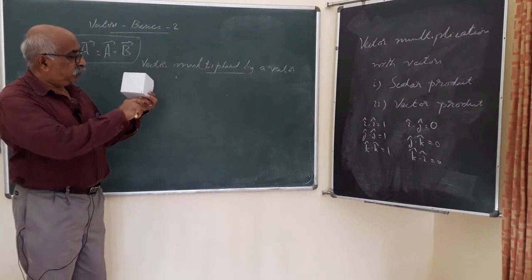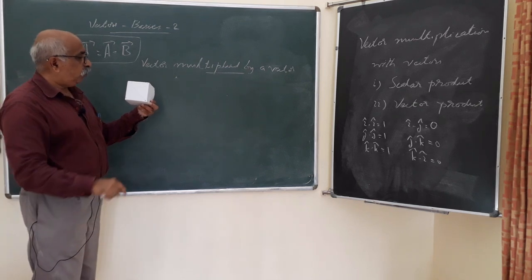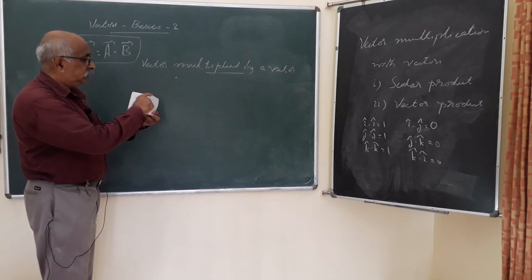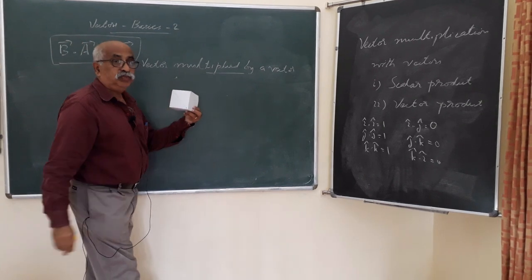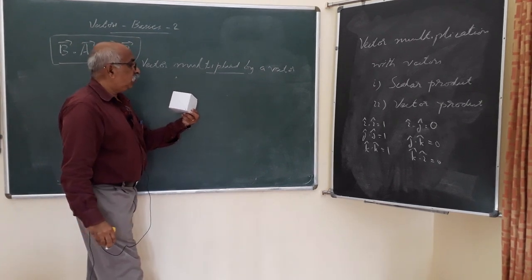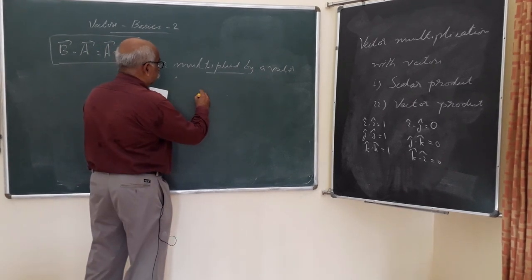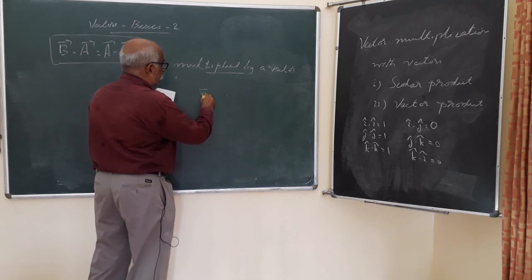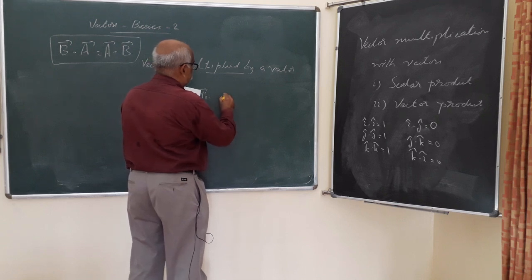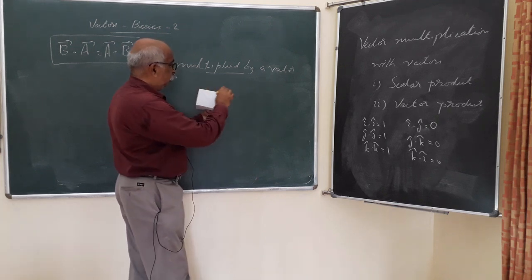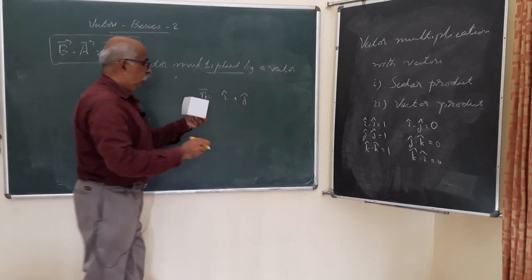So we can write down the position vector of this point with the help of unit vectors. Let the side of this cube be of unit length for the sake of simplicity. Then the position vector here is given by r1 equal to i multiplied by 1 unit, x, plus j.